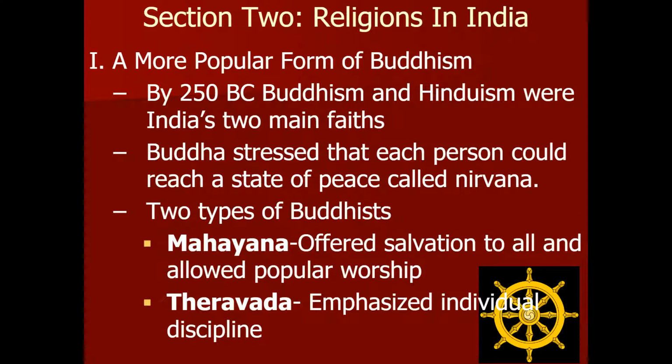So on to section 2, religions in India. So a more popular form of Buddhism starts springing up by about 2050 BC. Buddhism and Hinduism are India's two main faiths. The Buddha, of course, stresses that each person can reach a state of peace called nirvana. And there are two types of Buddhists. There's the Mahayana Buddhists. They offer salvation to everyone. They allow for popular worship.